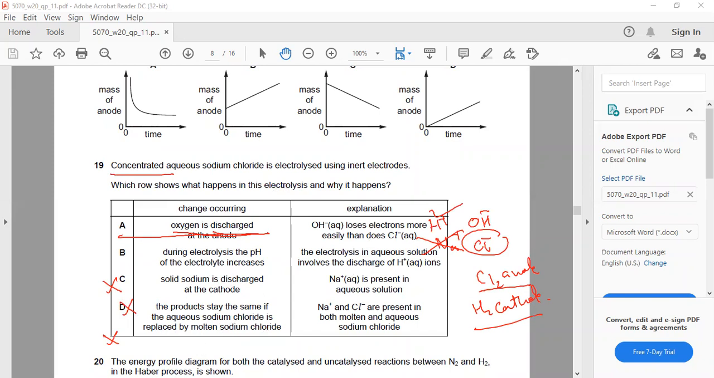There is no H plus sign. C and D are wrong. A is wrong. Then what will be the answer? B. During electrolysis, pH increases.